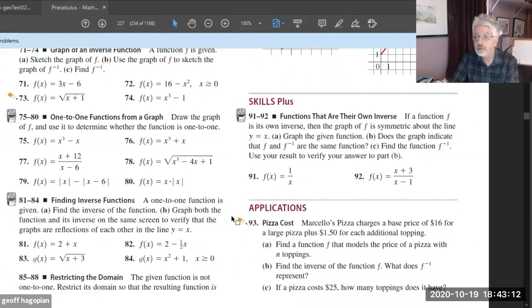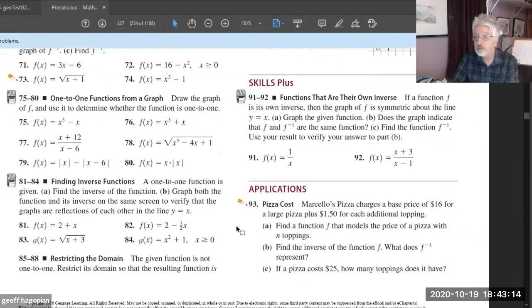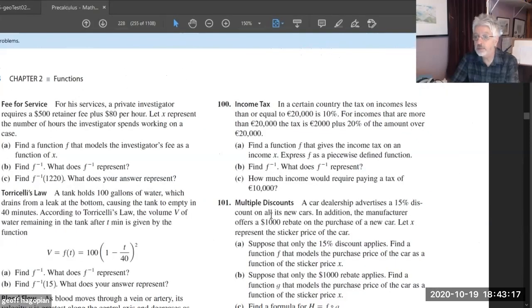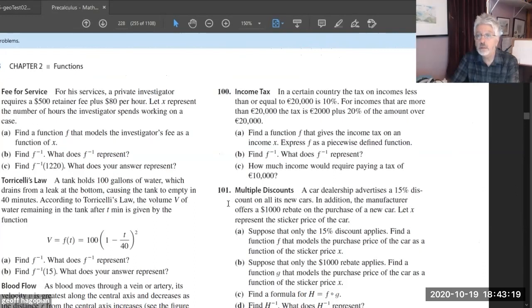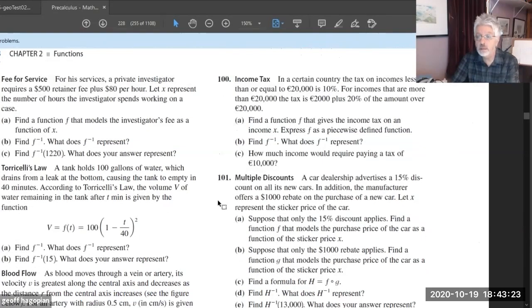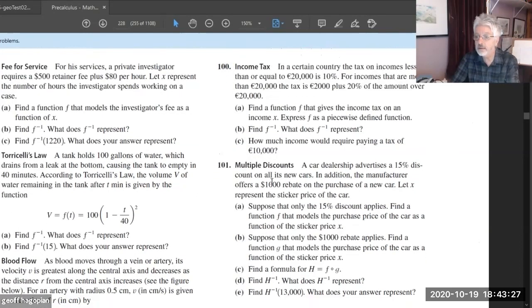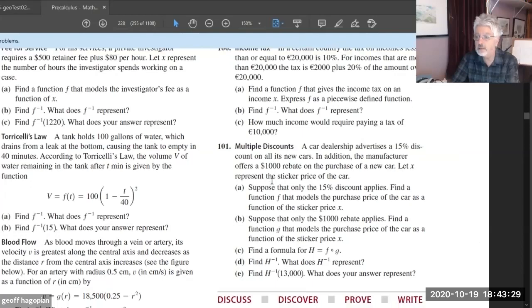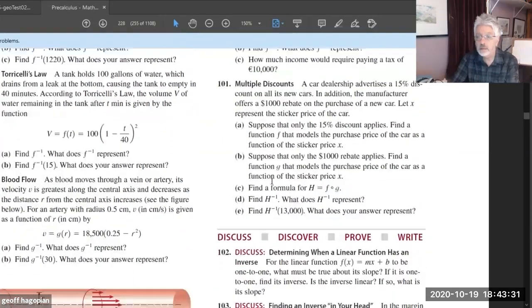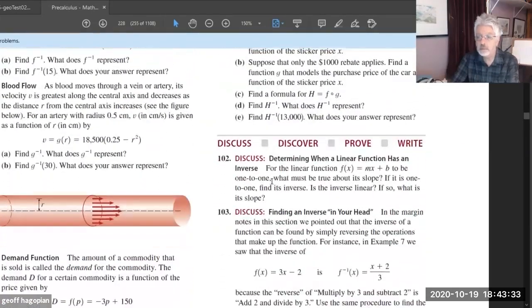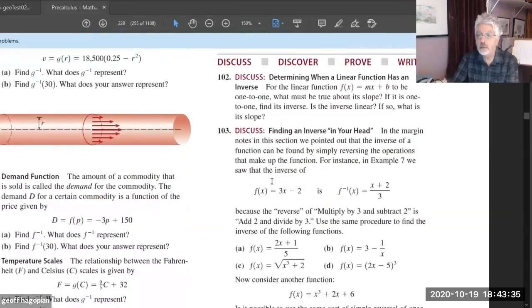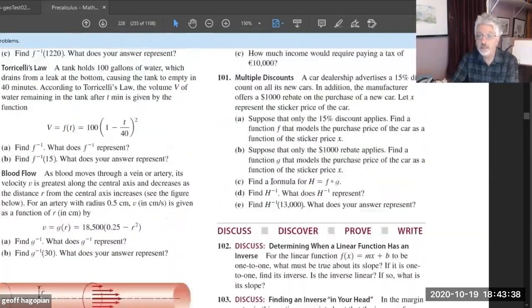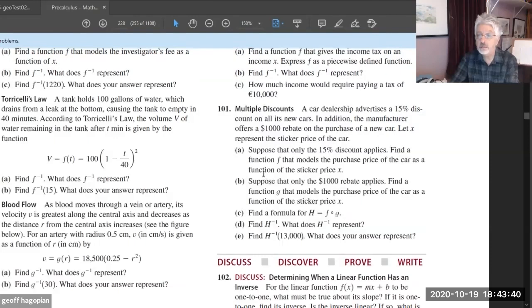Finding inverse functions, restricting the domain, applications, fee for service, Torricelli's law, blood flow, income tax, multiple discounts. I don't know, any preferences here? No dogs on campus. Demand functions. Well, let's just pick a few of these, okay? Torricelli's law.